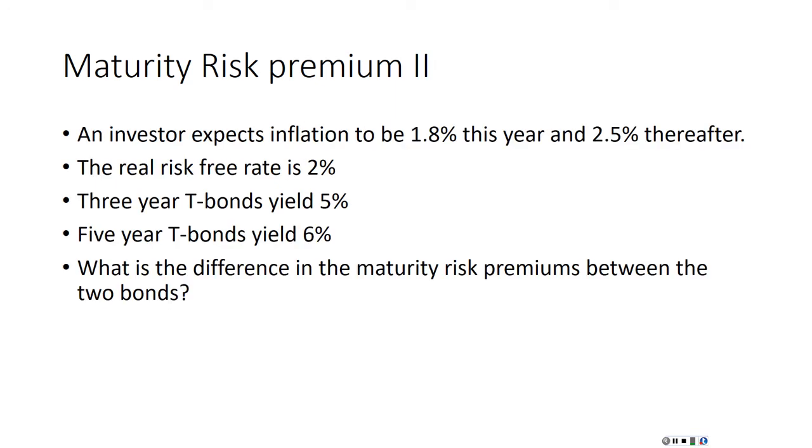Our second maturity risk problem is a little more involved. We have an investor that expects inflation to be 1.8% this following year and 2.5% a year thereafter. The real risk-free rate is 2%. 3-year Treasury bonds yield 5%, 5-year Treasury bonds yield 6%. What is the difference in the maturity risk premiums between the two Treasury bonds?